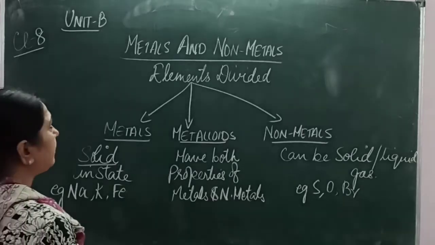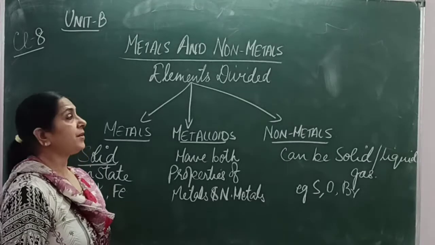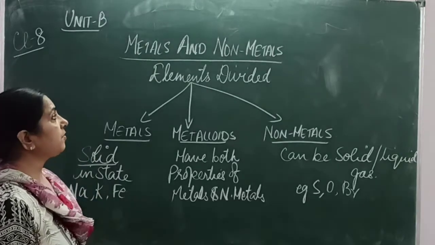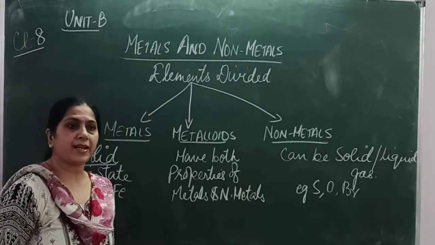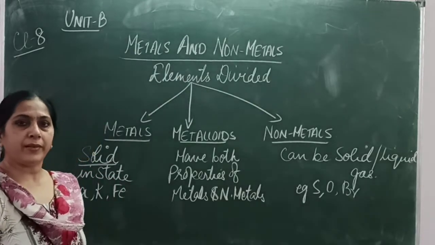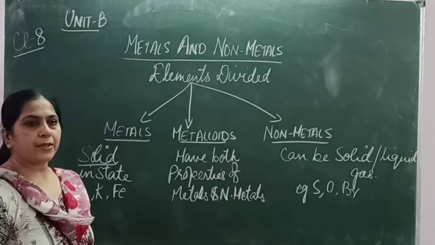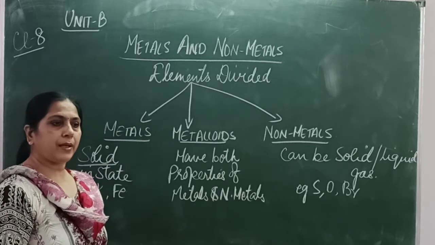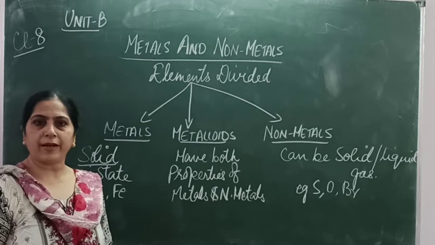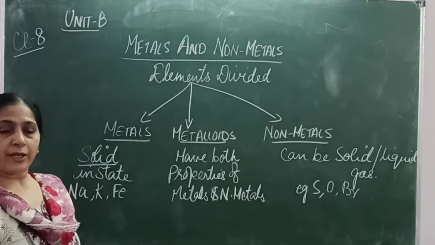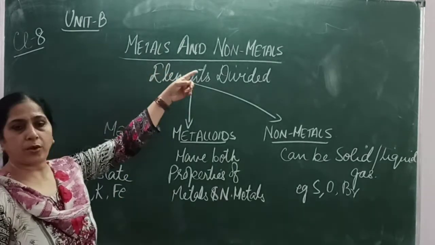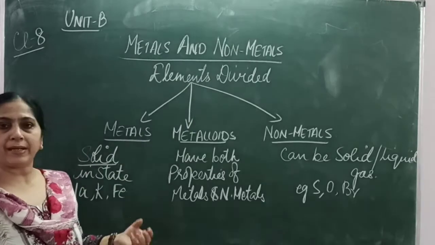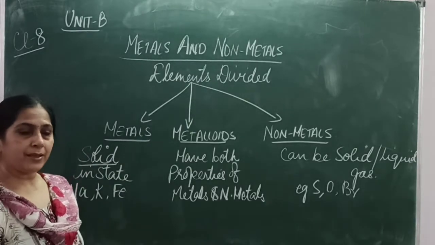Good morning, dear students. Now we shall start with Unit B, and the name of the chapter is Metals and Non-Metals. Now we shall understand what are metals and non-metals. Previously we had understood what is electrometallurgy, then electrorefining, that was the chapter, electrolysis, right? So Unit B deals with metals and non-metals.